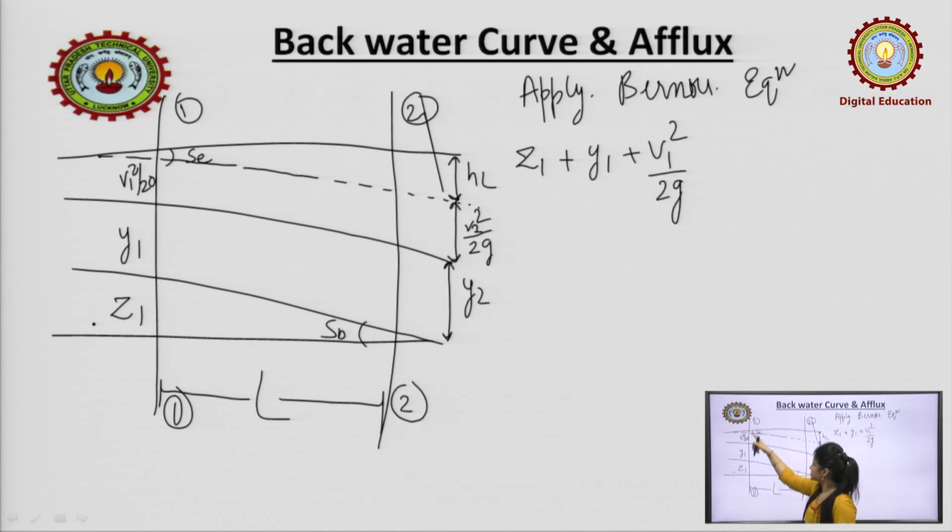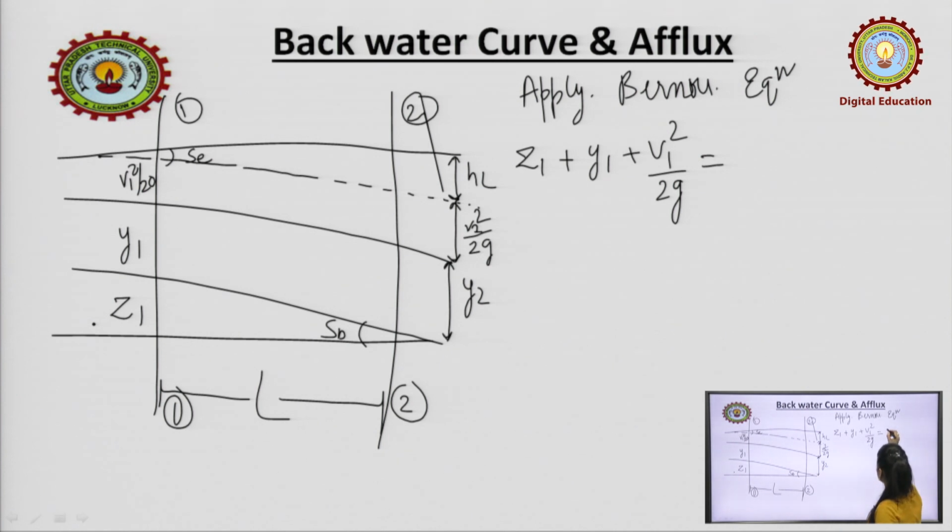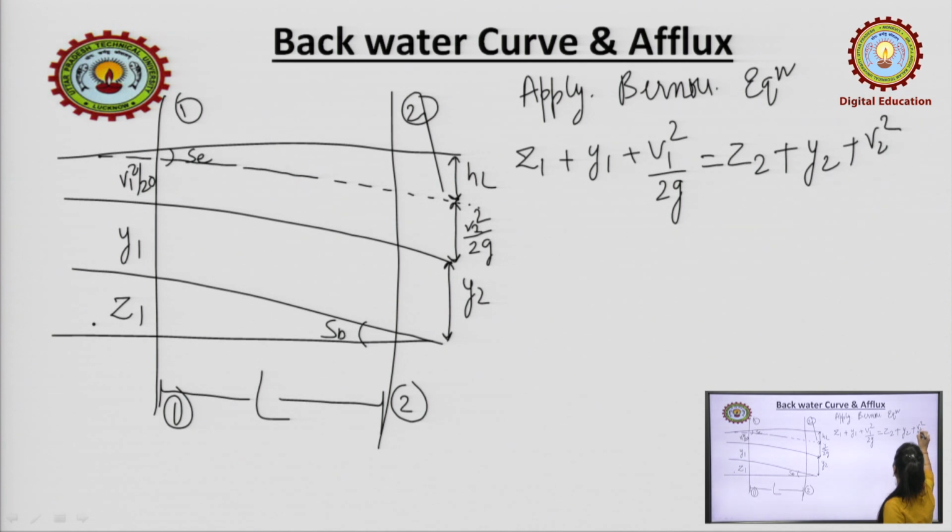That is all about section 1, which is equivalent to what? Z2. Is there any Z2? There is no value of Z2. We can substitute it and later put it as 0. Z2 plus Y2 plus V2 square by 2g plus the head loss over this section.